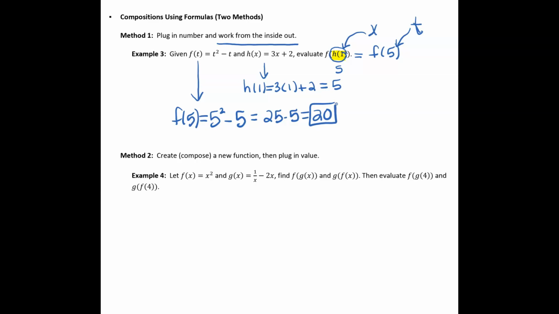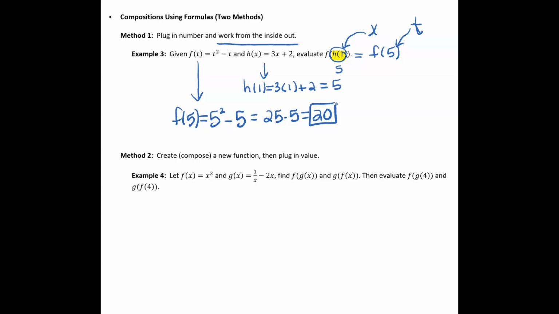Now the next one, it's another method, is to create or compose a new function and then plug in the value. Being able to create a new function is very valuable because a lot of your compositions are not going to be evaluating.